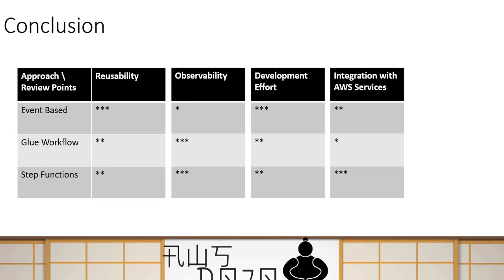And event-based is somewhere in between, because since the whole mechanism is working based on events, you can use those events to integrate with other AWS services as well. So it's somewhere in between. Again here, Step Function wins as long as integration with AWS services is concerned. Then comes event-based and finally Glue workflow.